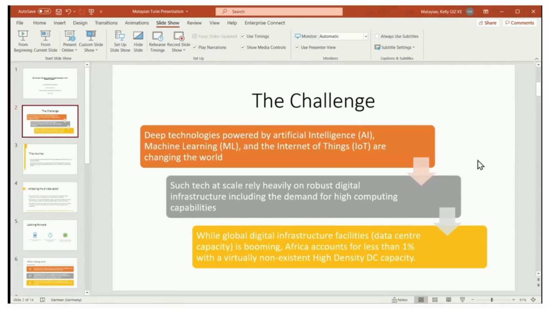And basically, such technologies rely heavily on robust digital infrastructure, including high computing capabilities, which while there is a global surge in investment in these facilities, especially data centers, Africa in itself accounts for less than 1% of the data centers, normal data centers, and computing capabilities, with virtually non-existent high density capacity.